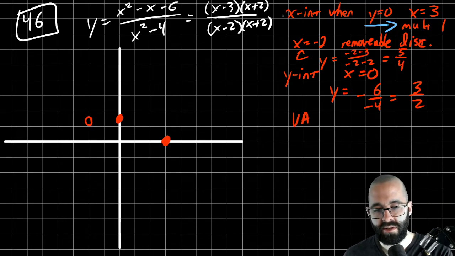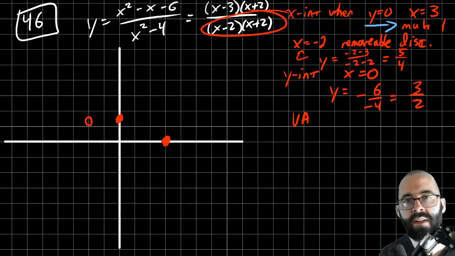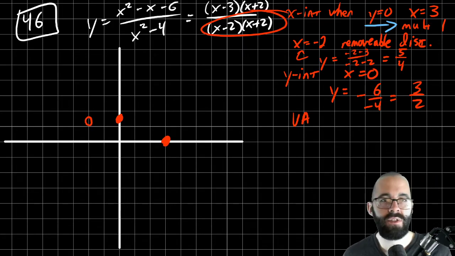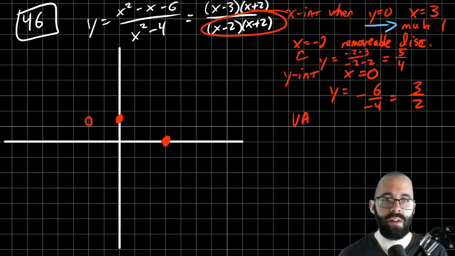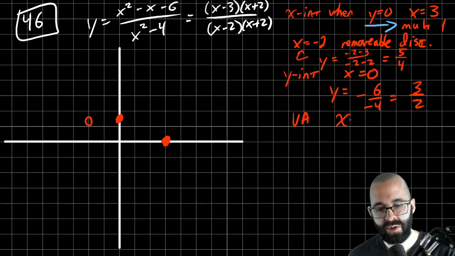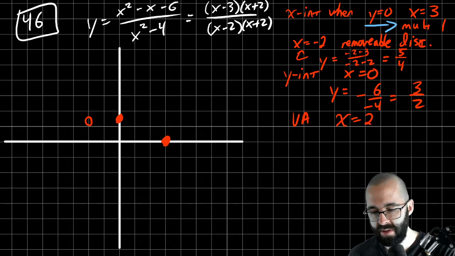Vertical asymptotes, look at the denominator. But notice that negative 2 is not a vertical asymptote. It's a removable discontinuity. So there's only one vertical asymptote here, at x equals positive 2. So we graph that.